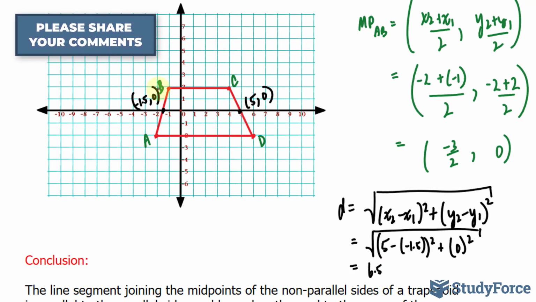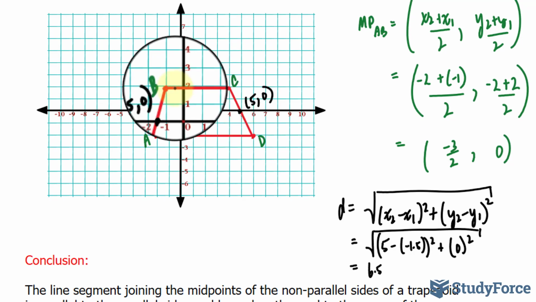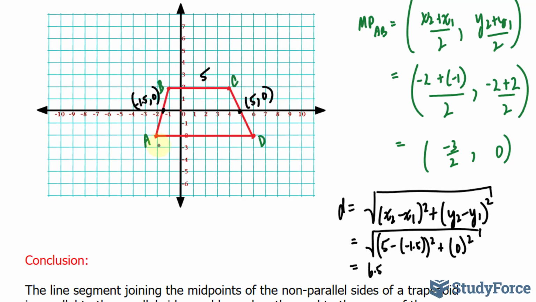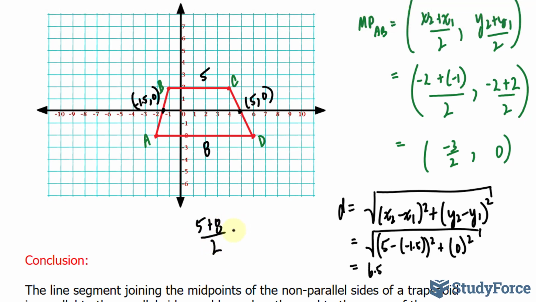Now we have to find the distance between B and C and the distance between A and D, take their average and compare it to 6.5. To find the distance between B and C, that's easy. We don't need to use the distance formula because we can just use visual inspection. We have 1, 2, 3, 4, 5 units. And the distance between A and D is 8 units. Let's add these up. 5 plus 8 divided by 2 because we are taking their average. We end up with 13 divided by 2, which is equal to 6.5.